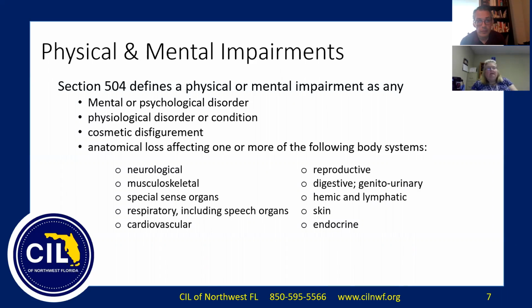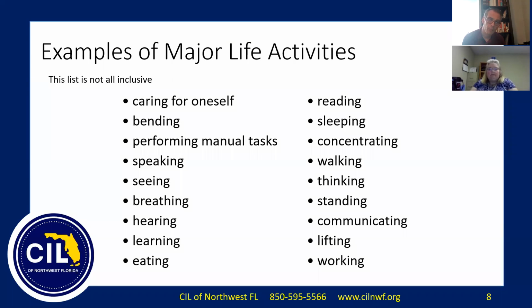Physical and mental impairments under Section 504 are defined as any mental or psychological disorder, a physiological disorder or condition, a cosmetic disfigurement, or an anatomical loss affecting one or more of the following body systems. And I'm not going to read those to you. You can take a look at those. And the list is not all inclusive. Next slide.